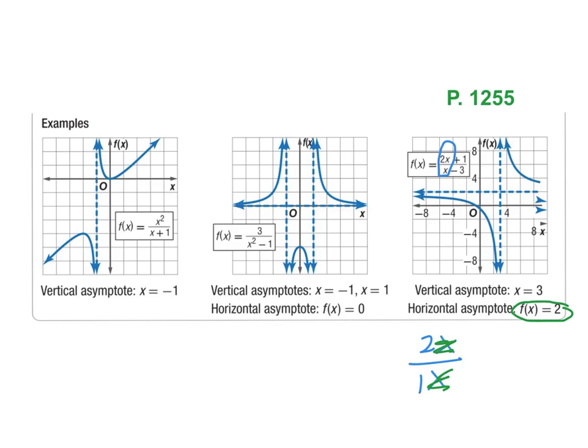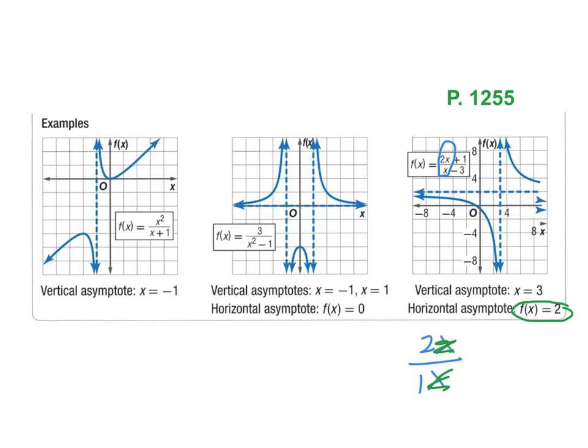Okay? So that's really the only difference. Can you do that again? Sure. So right here, since the degrees are the same, I take the leading coefficient, 2x divided by x. It's actually 2 divided by 1. So my horizontal asymptote is f of x equals 2, because 2 over 1 is 2.